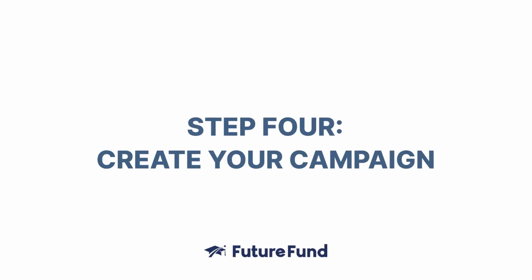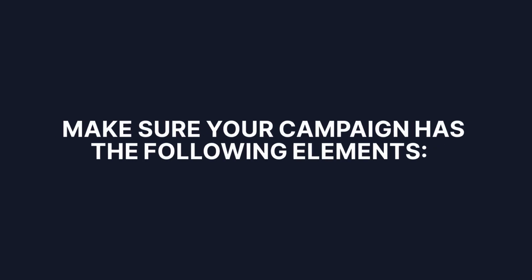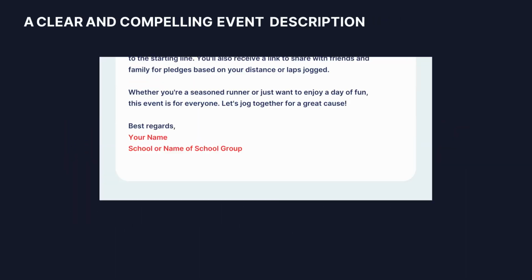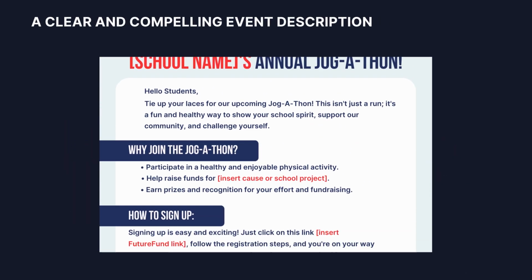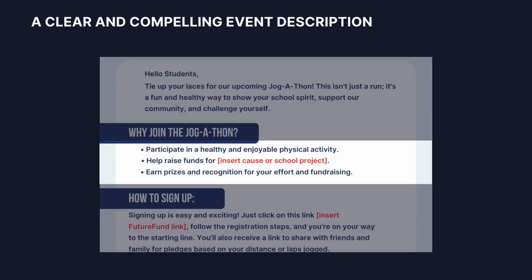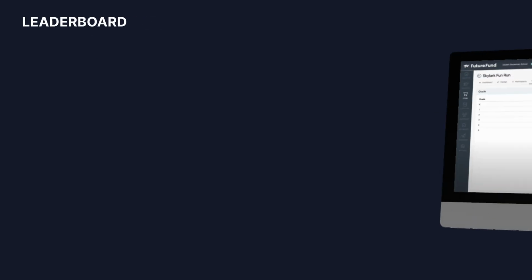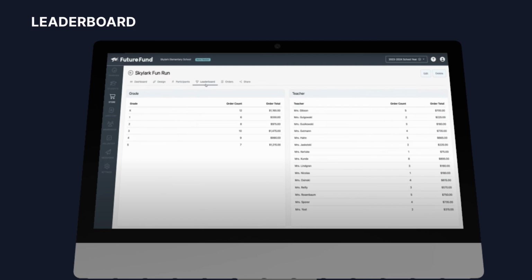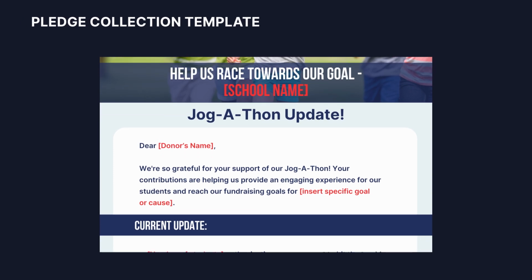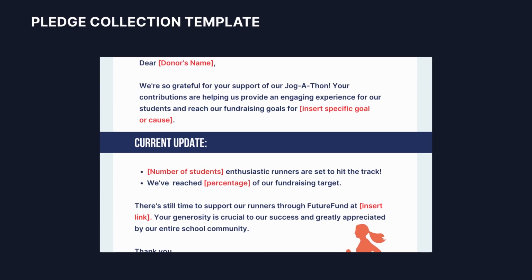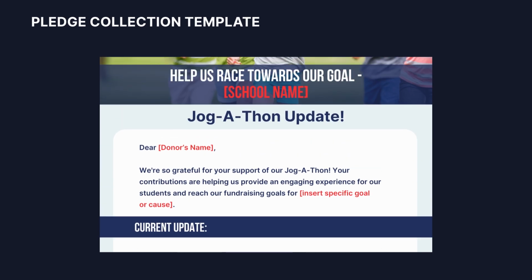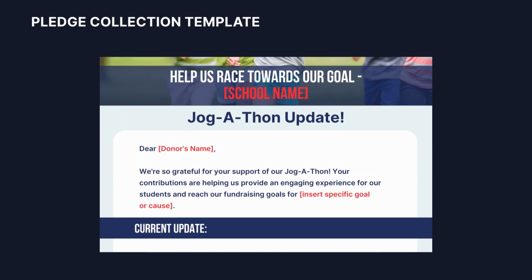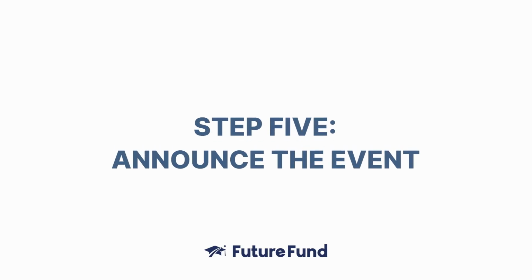Step 4. Create your Jogathon's campaign. Make sure your campaign has the following elements: a clear and compelling event description and rules, including what the money raised will go towards and what the incentives will be for participating students. A leaderboard that shows the grades and teachers for each participating class, along with how much each has raised. A template students can use to collect pledges from members of the school community. You can use FutureFund to create and manage these campaigns easily. There are templates you can quickly customize to suit your event, so you don't need to start from scratch for each campaign.